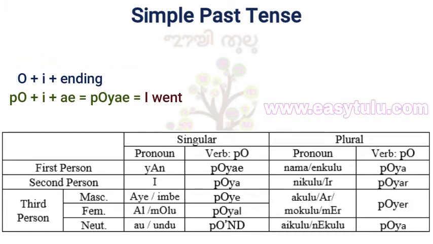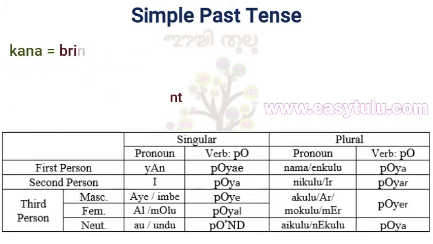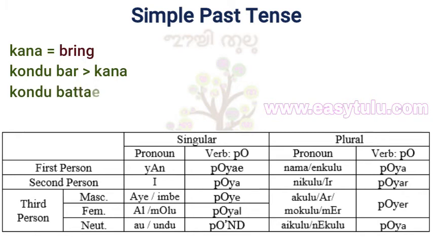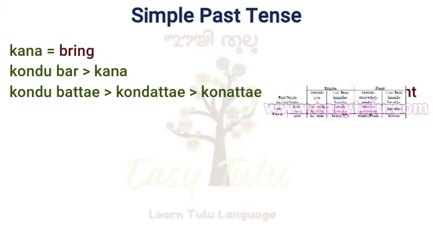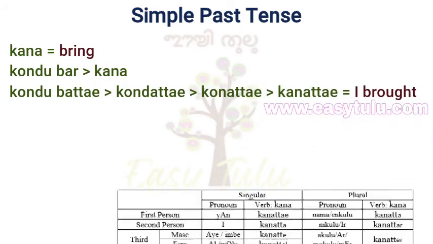Next one is kana. Kana means bring. This verb is derived from the compound verb kondubaru. So it is conjugated same as baru. Baru is an irregular verb. So kondubatta changes to kondatta and then konatta and finally it's changed to kanatta. I brought.